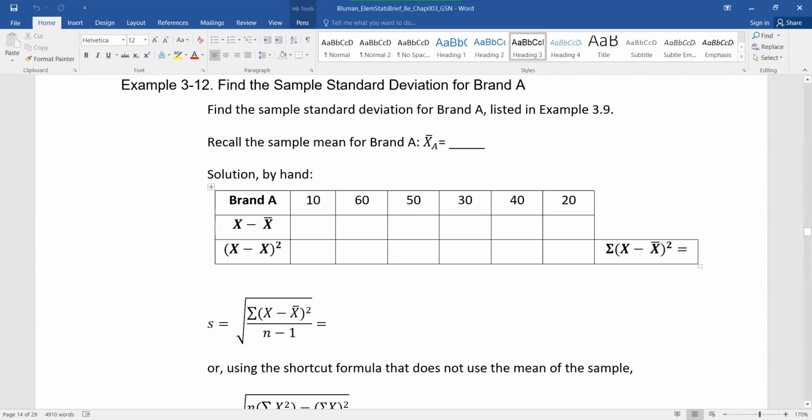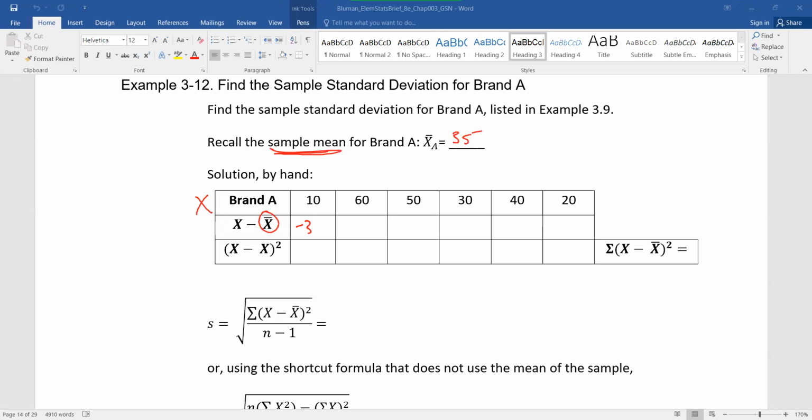Recall that the sample mean for brand A was what? Can I get a confirmation on that? 35? Okay. All right, so that was our sample mean, and you need that to do this. Remember, what does this symbol here mean? Good. That is the sample mean. And then X would be these guys. This would be your X, which is the actual sample part. So this right here would just be 10 minus 35, which is negative 25. You're right, sorry.